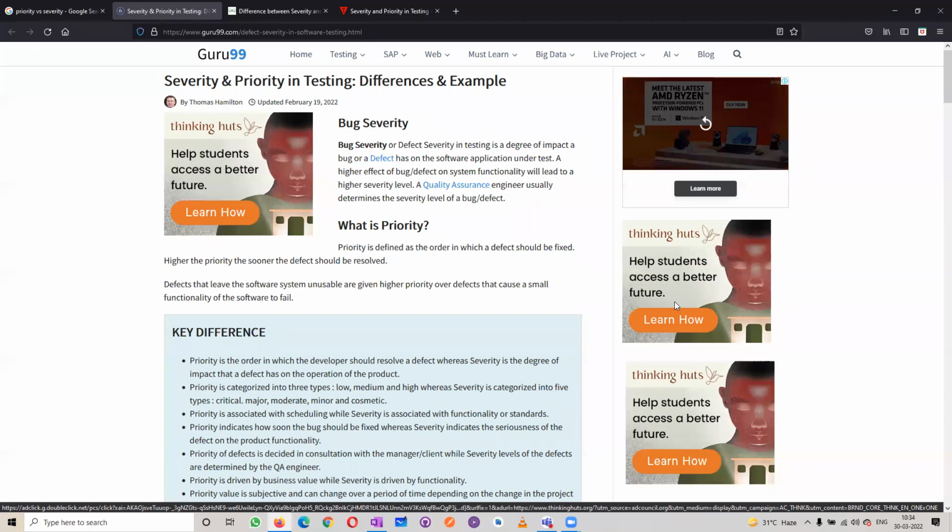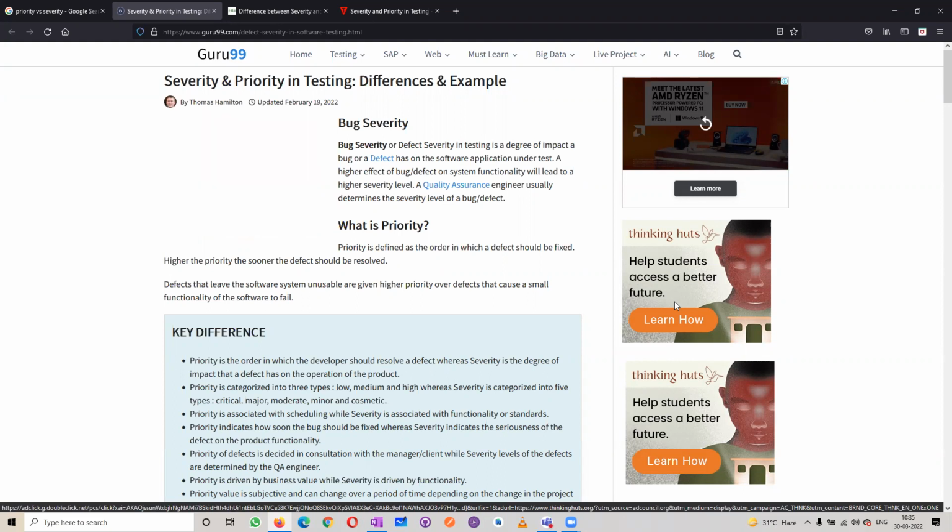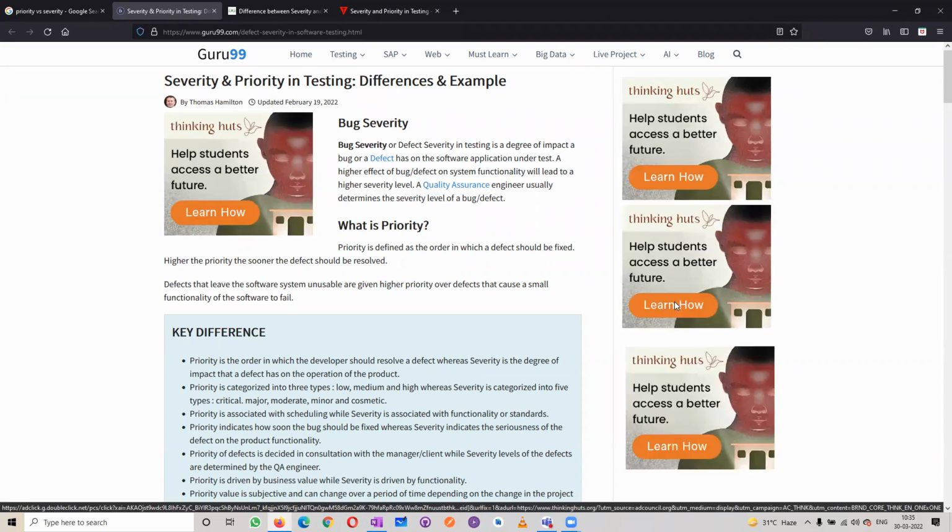So the priority is defined on the seriousness of that particular bug. Priority is the one that gives the order of fixing that particular bug. In which order I need to fix this bug is what the priority talks about. I need to fix this bug first, or second, or third.